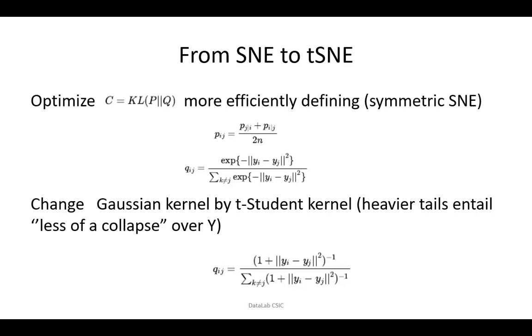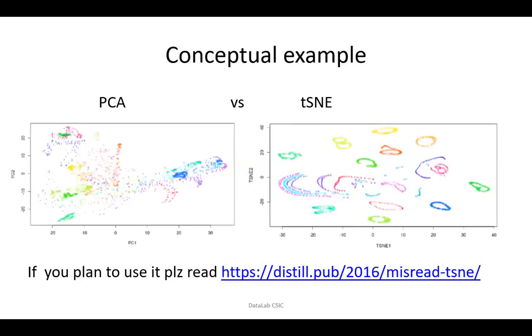The first thing is they symmetrize the probabilities or the distances. And then rather than using this, which is related to the Gaussian distribution, the normal distribution, they use a Student's t kernel, or the Student's t distribution, which has heavier tails than the Gaussian, and therefore it tends to work better. So that's a little example. If you plan to use it, these are all the tricks that need to be done in practice.